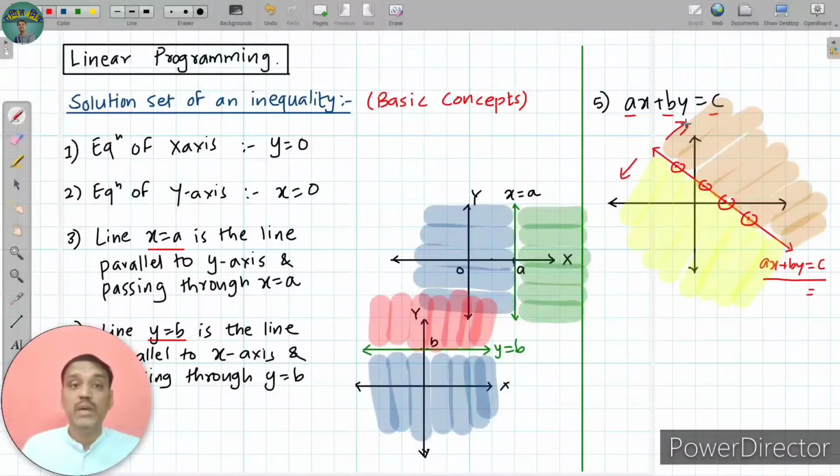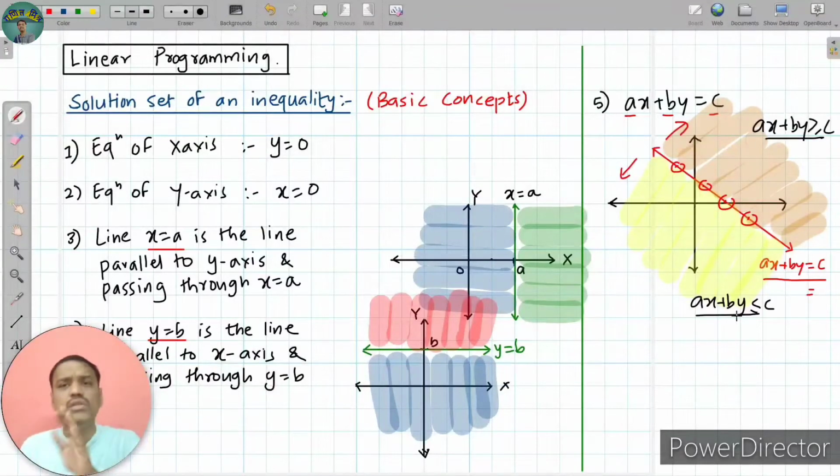So this particular line divides the plane into two parts, ax plus by less than or equal to c, or ax plus by greater than or equal to c. The regions shown in front of you are just for reference. They are not the exact positions of the solution sets for less than or greater than. Those solution sets depend on the nature of the line. And we have seen in the previous video how to find the less than part and the greater than part by just taking any point in the plane.